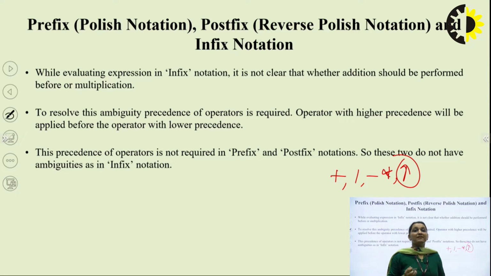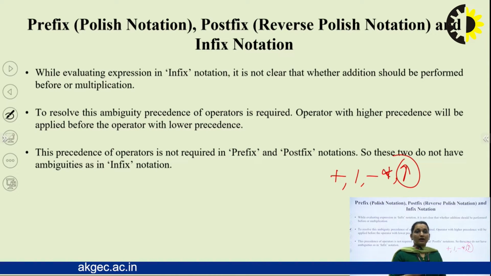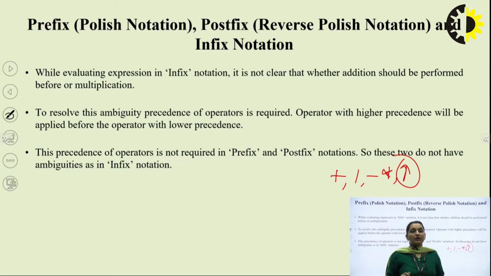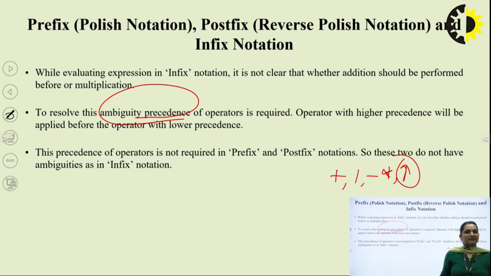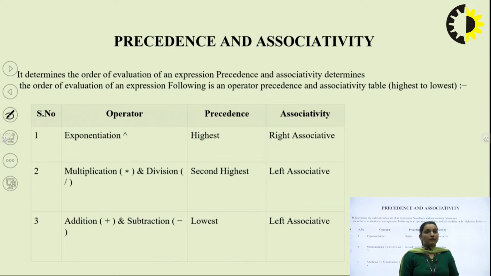For that we need precedence, because there is ambiguity about which one is to be evaluated first. When we convert the expression from infix to prefix or postfix, the operators must be evaluated in the order given, and the precedence of the operators has to stay the same in the infix version and in the conversion. The precedence of operators is not required in prefix and postfix, so there is no ambiguity there.